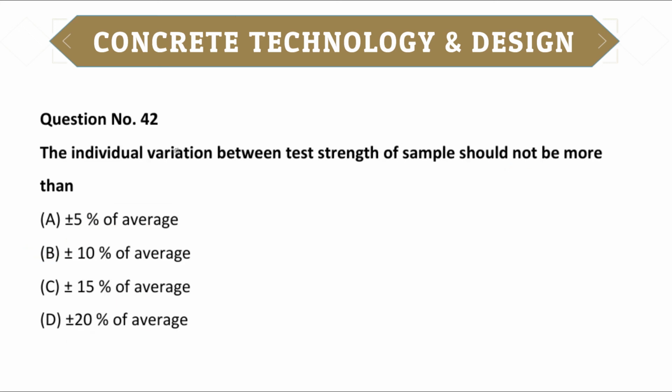So next question, the individual variation between the test strength of samples should not be more than option A, 5% of average. Option B, plus or minus 10% of average. Option C, plus or minus 15% of average. Option D, plus or minus 20% of average. So the correct answer is option C, plus or minus 15% of average.